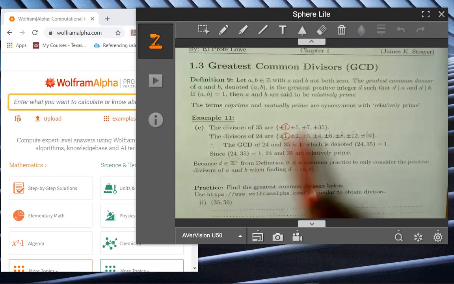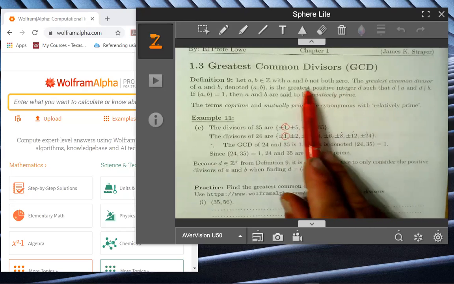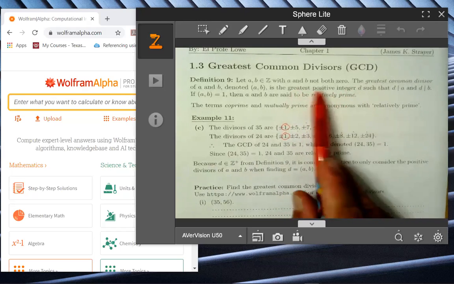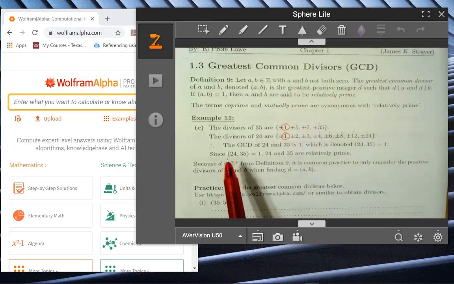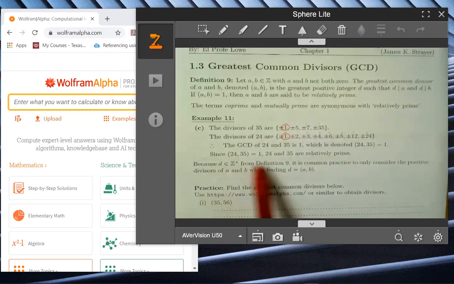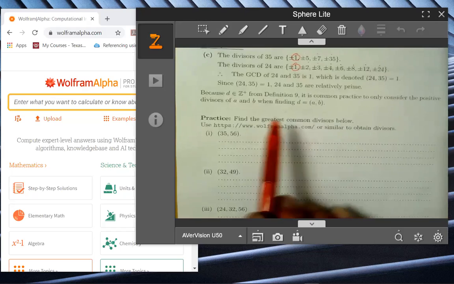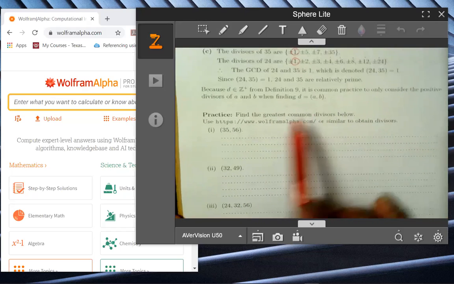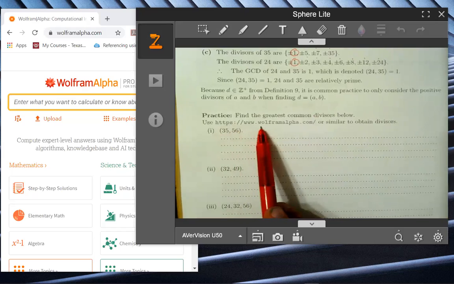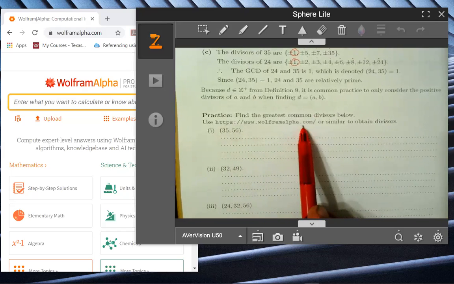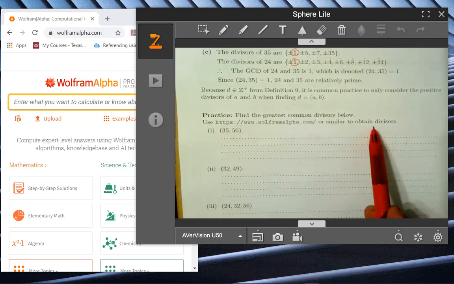Now, it's important to note that in the definition, we're talking about the greatest positive integer D. Because D is a positive integer, it is common practice to only consider the positive divisors of A and B when finding that greatest common divisor. So we're going to do a few examples here, and it says find the greatest common divisors below. I would suggest using technology, a website such as Wolfram Alpha, or similar, to obtain the divisors.